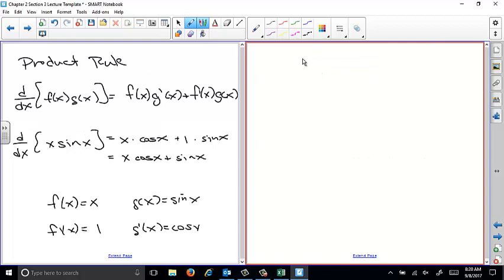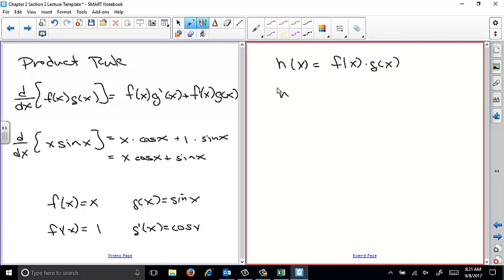So the way you do this is, we're going to say h of x is a product of two functions, f of x times g of x. So what I'm looking for is the derivative of this product. H of x is a product of these two.